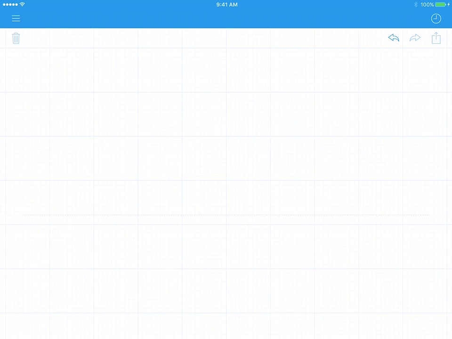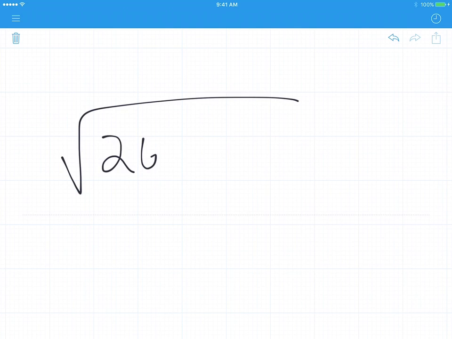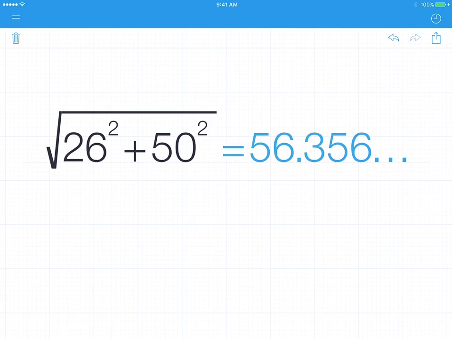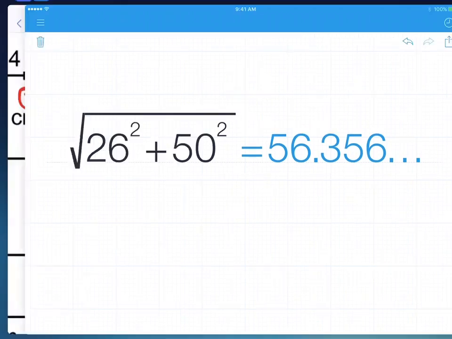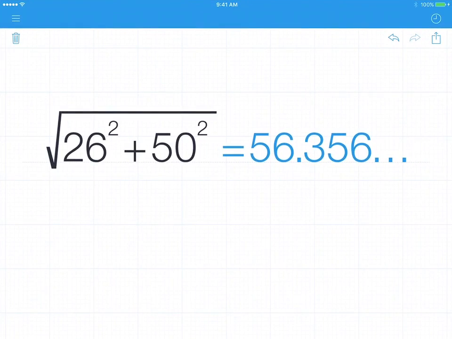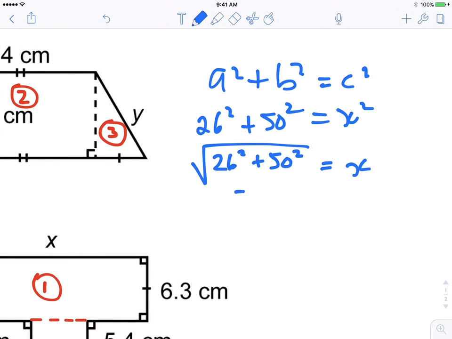Let's try that again. 26 squared plus 50 squared. 56.3, 56.4, sorry, for rounding. So 56.4 centimeters equals x approximately.